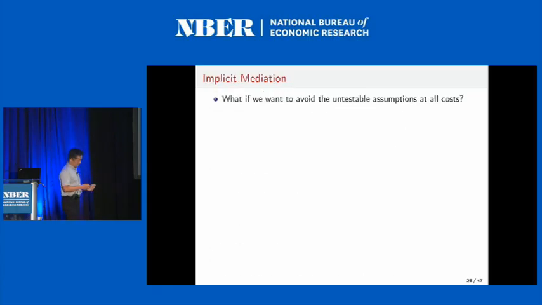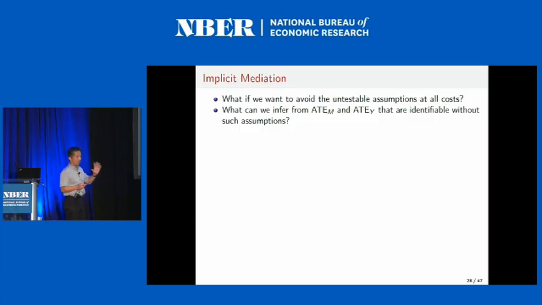Okay. Now, if you don't like any of this, there's something called implicit mediation. What if we want to avoid the untestable assumption at all costs? What can we infer from the average treatment effect on a mediator, well identified in the randomized experiment, and the average treatment effect on the outcome, well identified in the randomized experiment, without such assumptions? People have talked about this because they realize the assumptions are strong, they don't want to assume them, and can we do something about it?